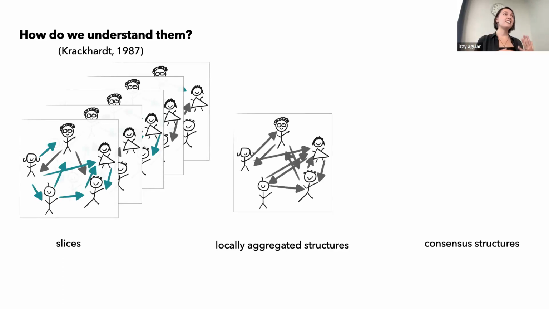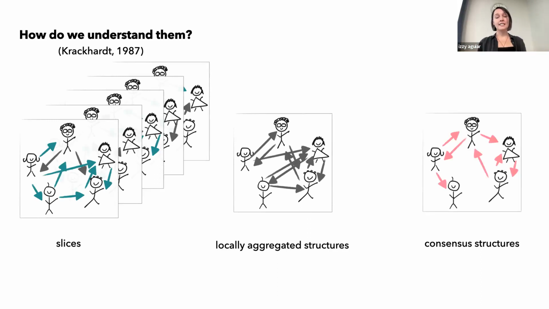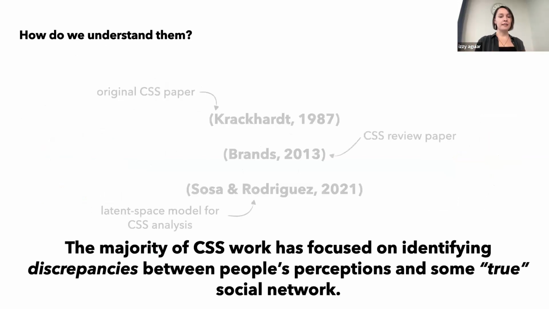We can consider these things called locally aggregated structures, which is either taking the intersection of all of the edges that were perceived, or just assuming that an edge between i and j exists if I perceived it as existing. And then we also have these consensus structures, wherein an edge between two people is kept in the consensus structure if some p proportion of people in the network also perceive it as existing.